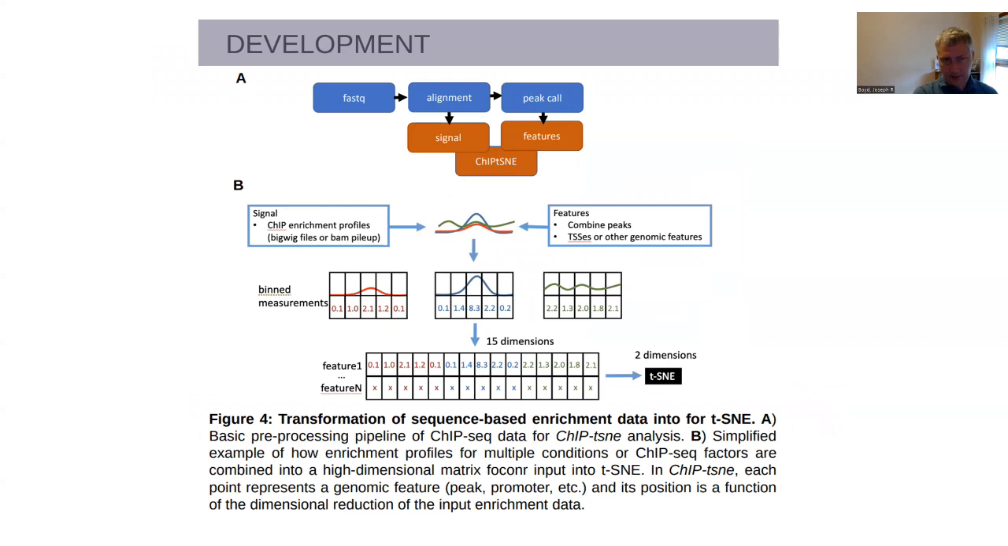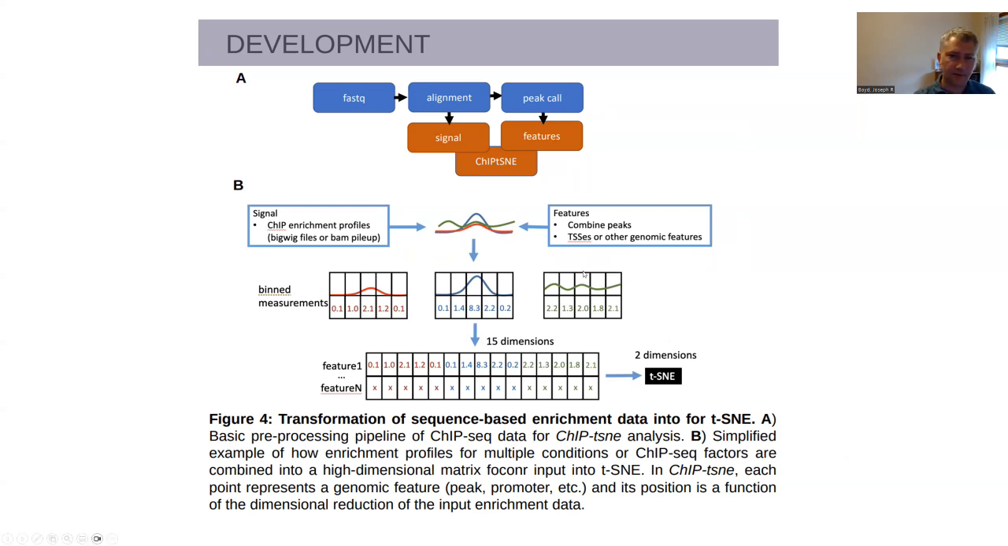So the inputs for ChIP-tsne are simply some kind of signal, which is typically from BAM pileups, but you can also supply your own bigwigs as well if you've processed the data in that way. And then you also need to supply regions to look at. This is typically peak calls or merged peak calls from multiple different samples, but it could also be something like a transcription start site or other relevant type of region on the genome.